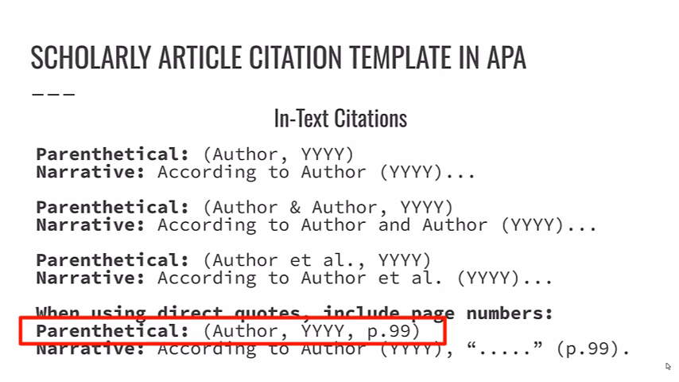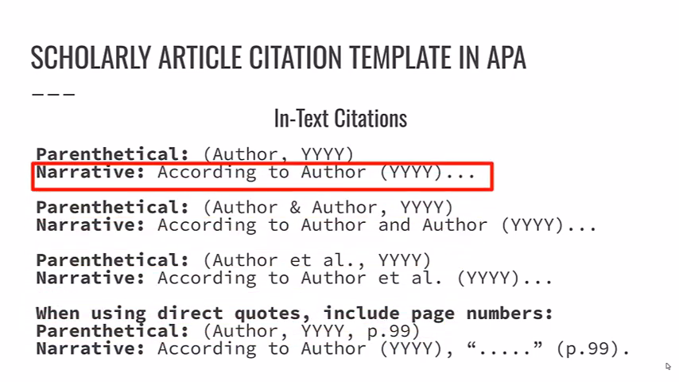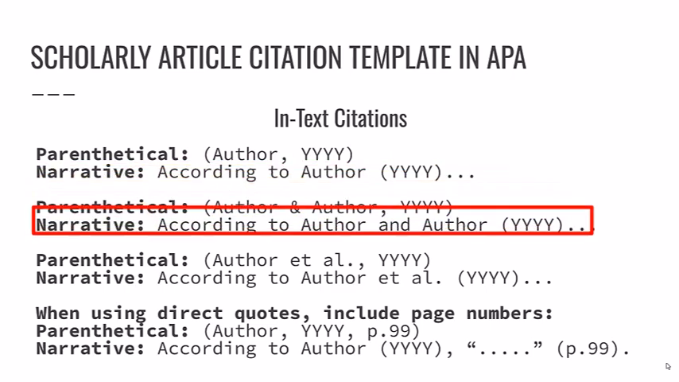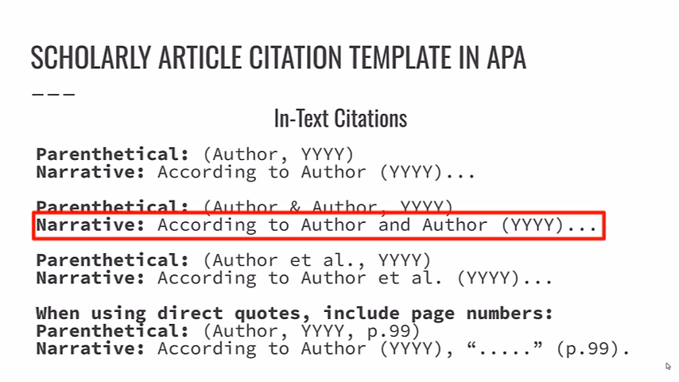Sometimes it makes more sense to introduce the author or authors as part of the sentence. In this case, if you're introducing one author, you'll include the year of publication in parentheses immediately after the author's last name. When introducing two authors, you will write "and" rather than use an ampersand between the two authors' last names. You'll include the year of publication in parentheses immediately following the second author's last name.